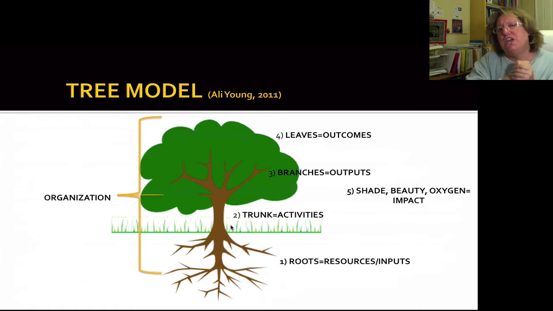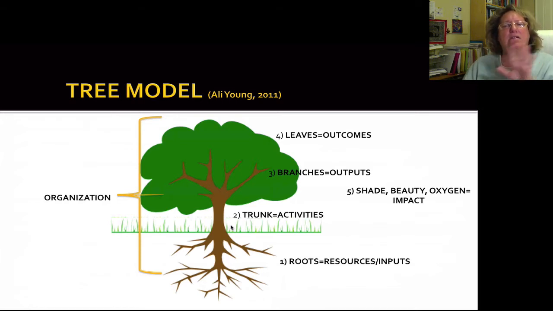Now let's not forget shade, beauty, and oxygen as outcomes of a tree, but those are really referred to as impacts. So what's the extra value added? Not just the leaves and what happens at an individual level, but what's the overall benefit that influences the broader environment? Trees create shade for other things to flourish underneath it. They also create beauty, and they also create oxygen, which has a much wider community impact than just the leaves that are tied to the benefits for the individuals going through the service.